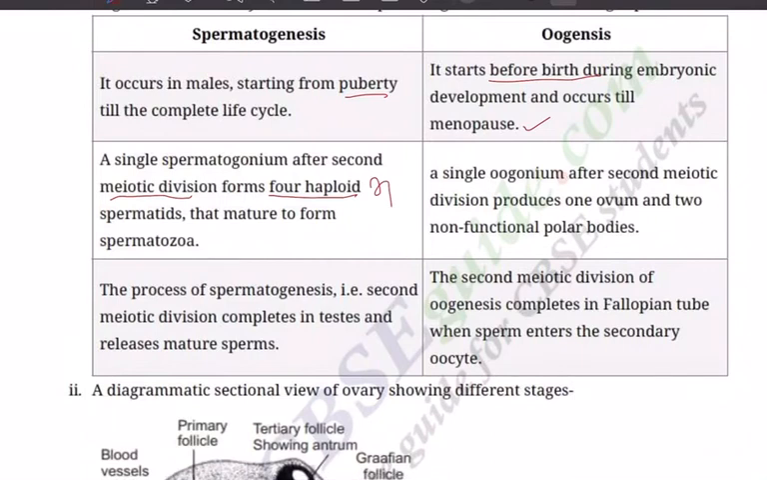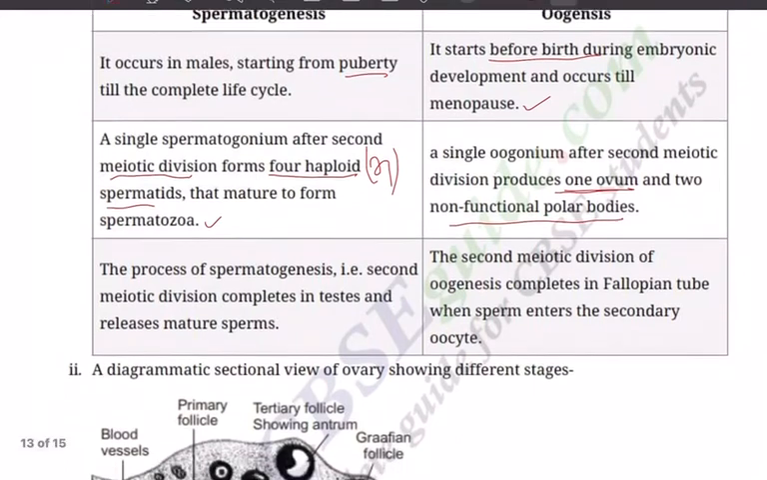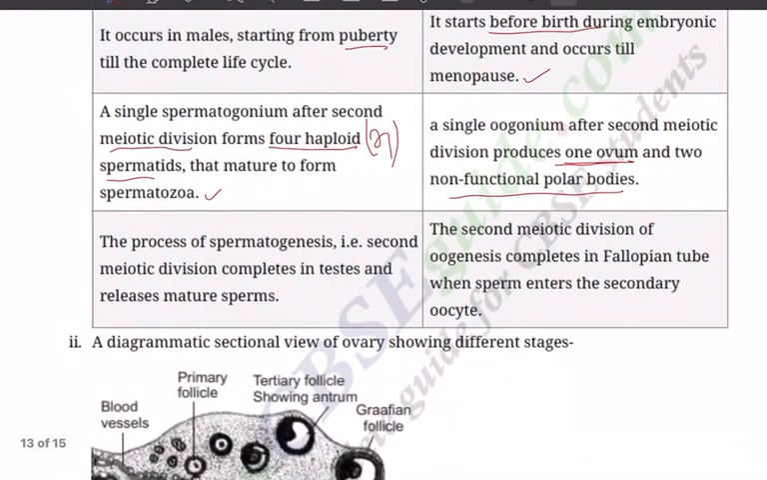Next, second one. A single spermatogonium after second meiotic division, meiosis 1, meiosis 2, forms 4 haploid. Haploid means n number, one set of chromosomes. Spermatids that mature to form spermatozoa. So there is a diploid, 2 sets of chromosomes, then that becomes haploid. A single oogonium after second meiotic division produces only 1 ovum, thankfully, and 2 non-functional polar bodies. So only 1 functional ovum will be produced by a lady.